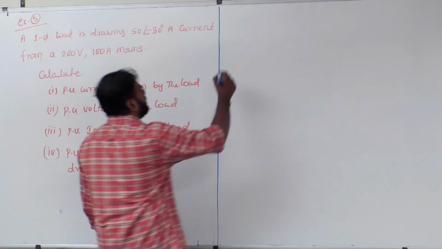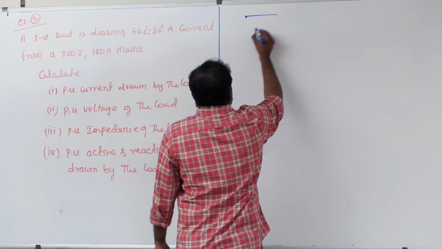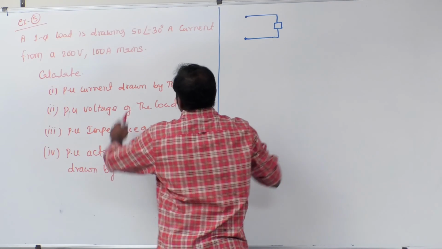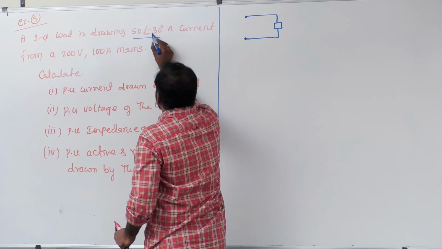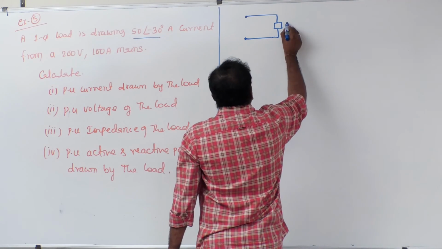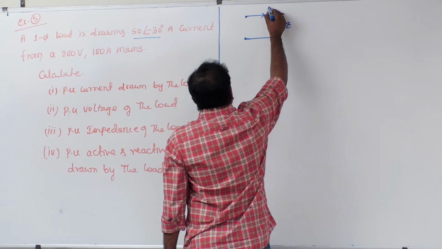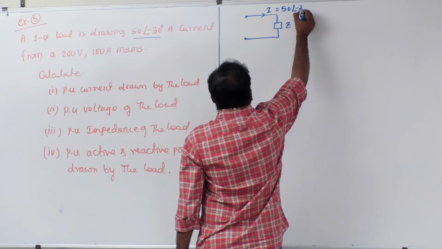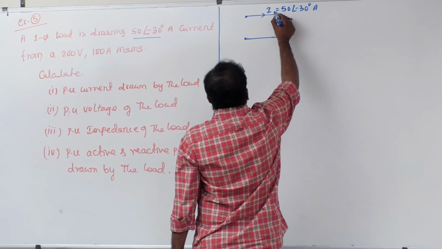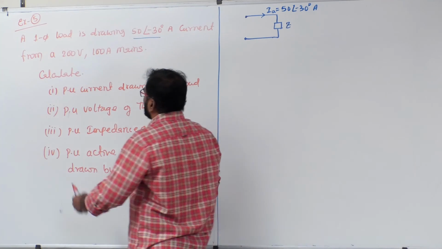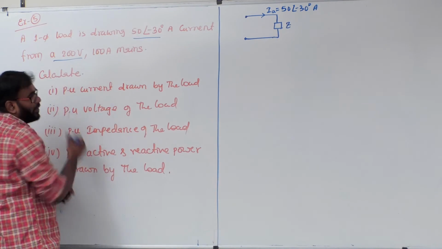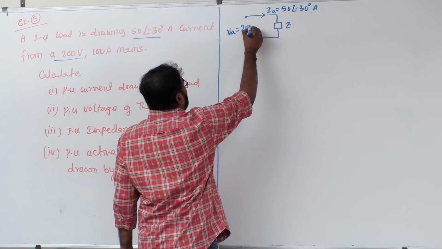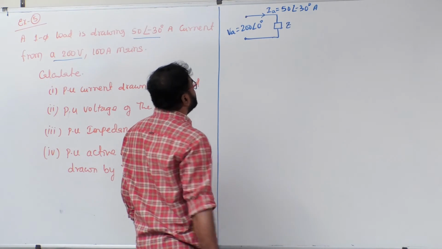It is clearly mentioned, sir. See, there is a single phase load, no doubt it is an RL load. Why? The current is at an angle minus 30 degrees. So the load has some impedance, and the current drawn by the load is 50 at an angle minus 30 degrees. Nothing wrong to say this is the actual current. What is the actual voltage? That is not mentioned, so no doubt you need to take the mains voltage. Mains supply VA is 200 at an angle 0 degrees.